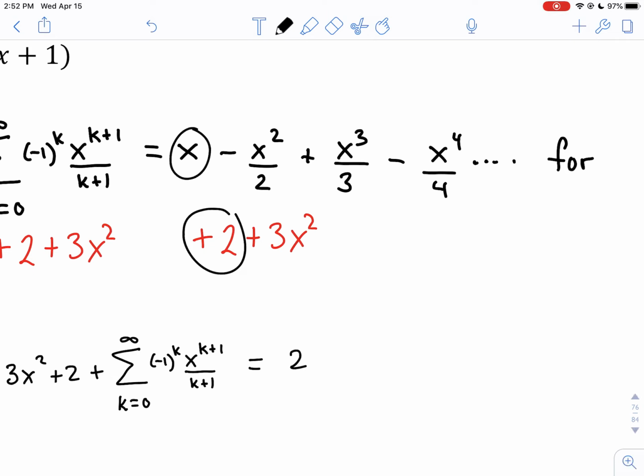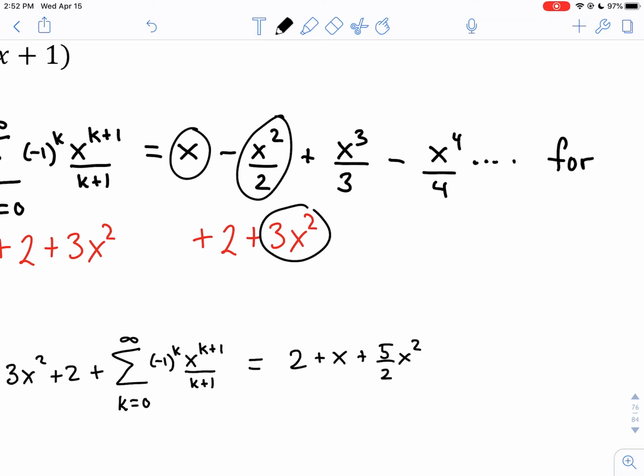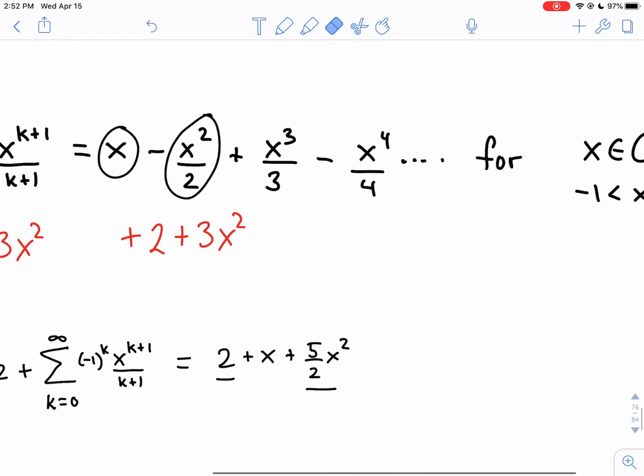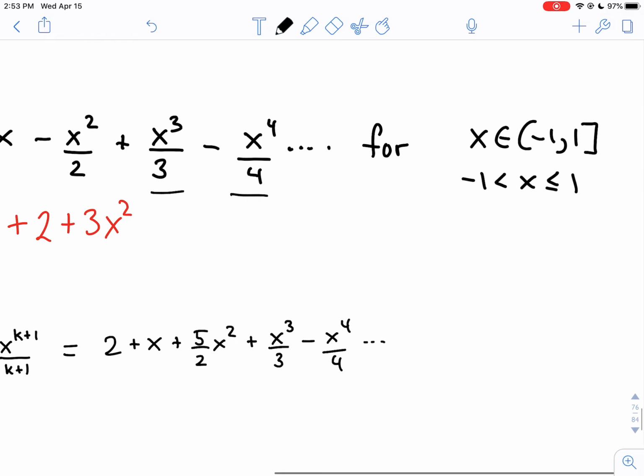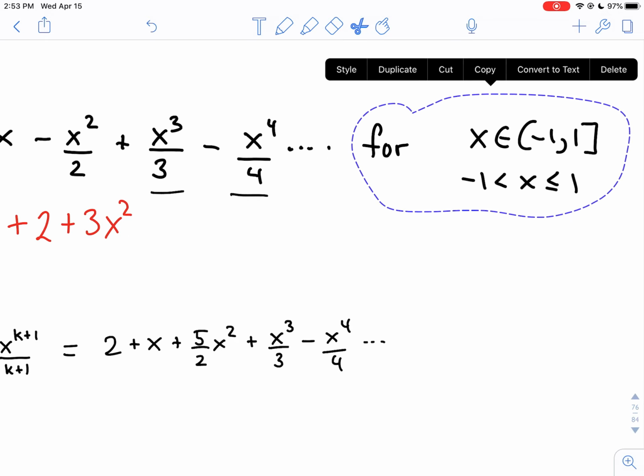Right, the x was not affected by this, right? There's no x term here, so that one stays the same. But this 3x squared and the negative x squared over 2 are similar, so we get to combine their coefficients. That's essentially 3 minus a half, or 6 halves minus a half, that's 5 halves. These are the only two terms, the constant and the x squared term, that are going to be affected by this. All the other terms of the series will be the same. And this would still be true for this interval.